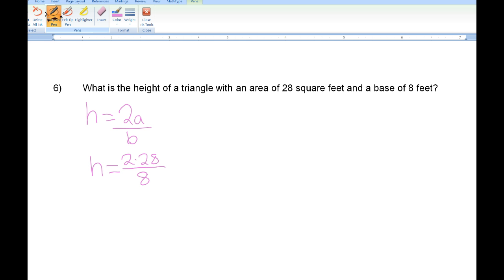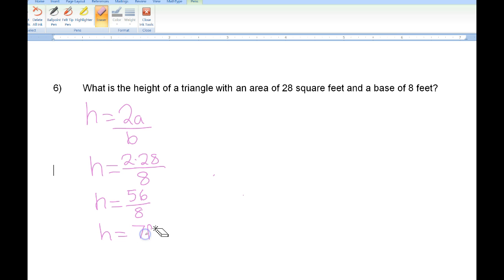Okay, all right, somebody with a calculator, 2 times 28, anybody have that? 56. All right, so we have 56 on the top, divided by 8. Anybody? 56 divided by 8? 7. Nice. See, I was right. 7. Good, so it's 7 feet. The height is 7 feet.